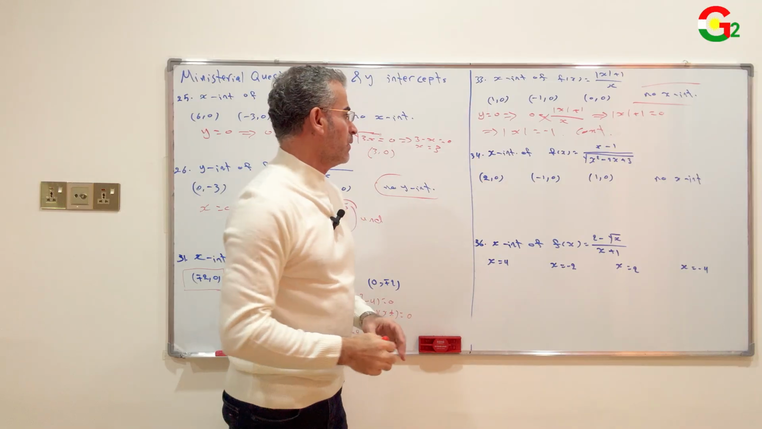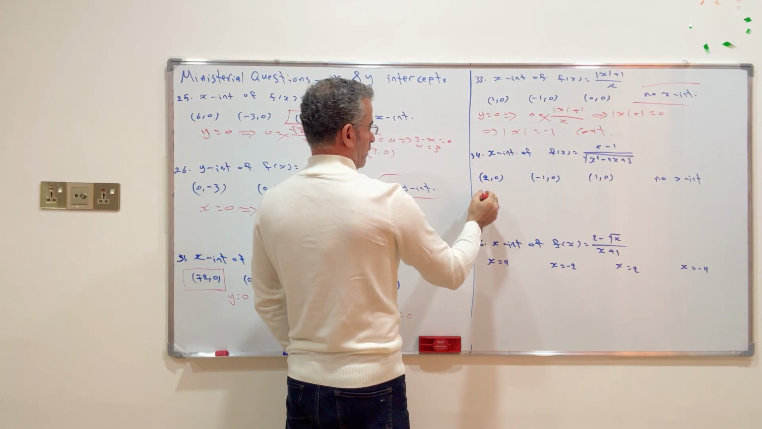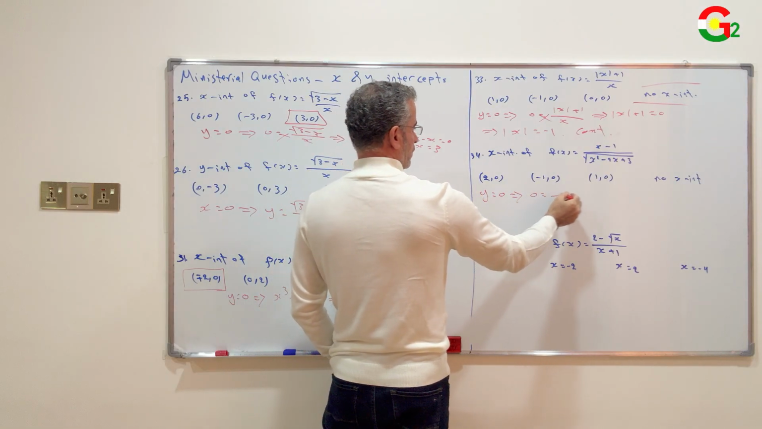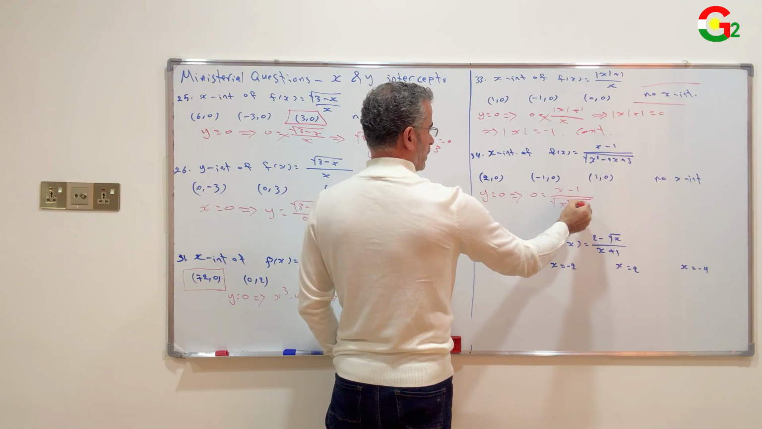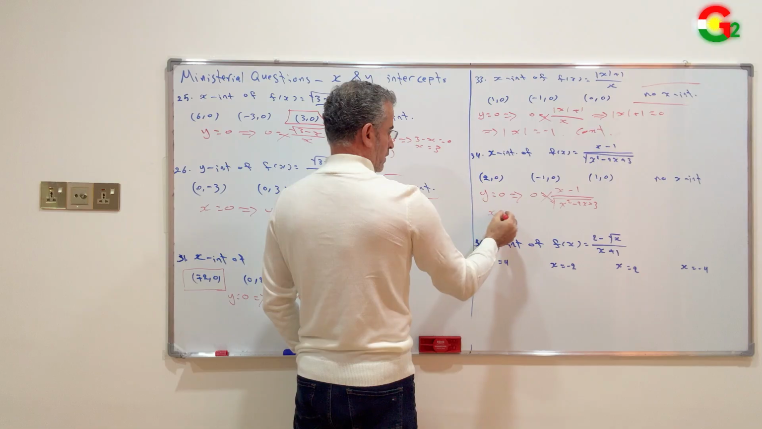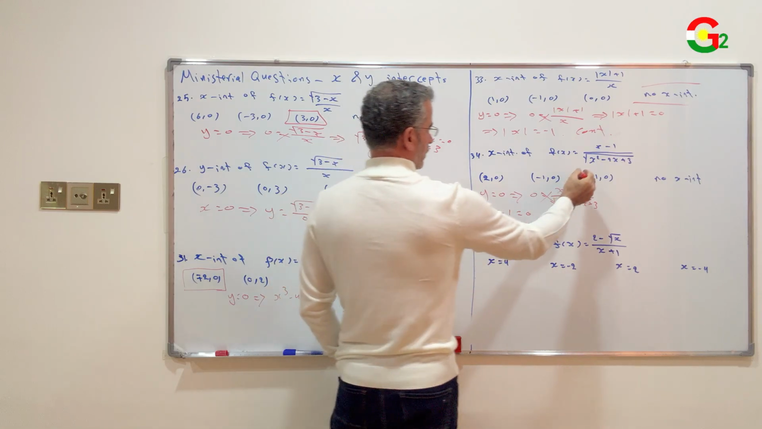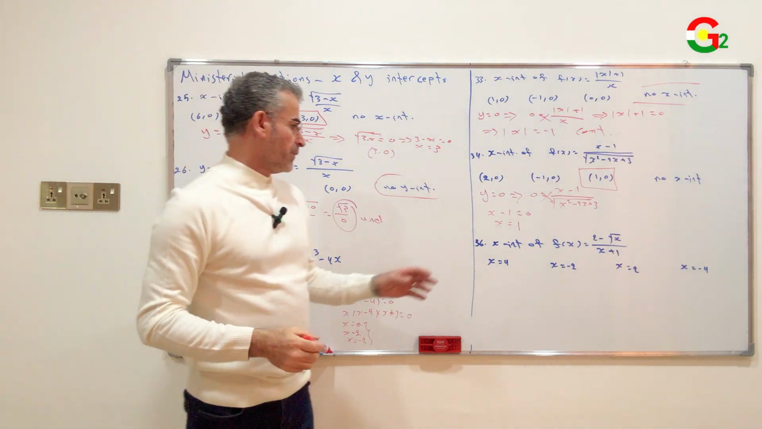Question number 34. Find the x-intercept of this function. For x-intercept, set y equals 0, then 0 equals x minus 1 over square root of x power 2 minus 2x plus 3. Cross multiplication, x minus 1 equals 0, then x equals 1. Therefore, choice C is the right choice.